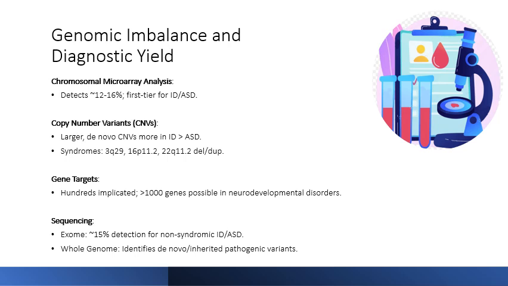Now, hundreds of genes have been implicated in these disorders, with over 1,000 potentially involved in neurodevelopmental conditions. Exome sequencing has a detection rate of about 15% of non-syndromic intellectual disability and autism spectrum disorder, and a lot of doctors actually opt for sequencing if they do get a negative microarray test. Whole genome sequencing also provides a broader scope, identifying both de novo as well as inherited pathogenic variants, expanding diagnostic capabilities.